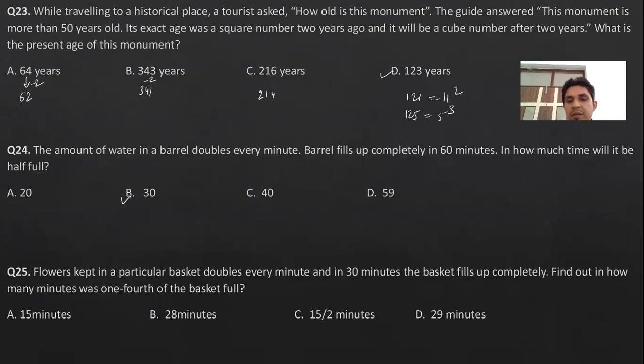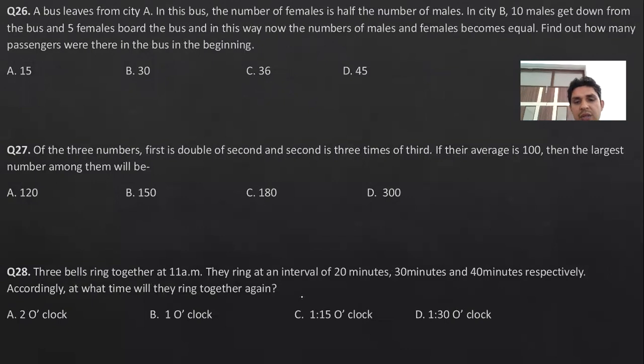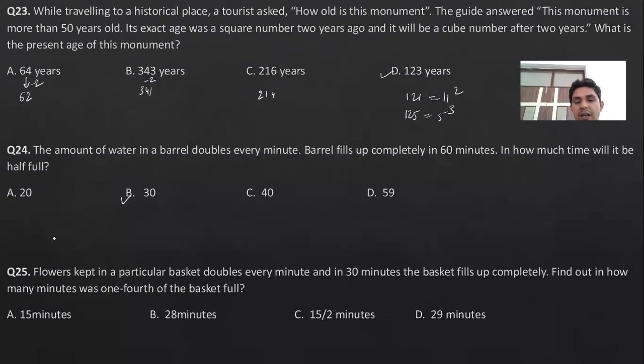Okay, coming to the next question. Flowers kept in a particular basket double every minute, and in 30 minutes the basket fills completely. Find out in how many minutes it was one fourth of the basket. So 30 minutes is complete full, in 29 minutes it is half full, and in 28 minutes it is 1 by 4th full.